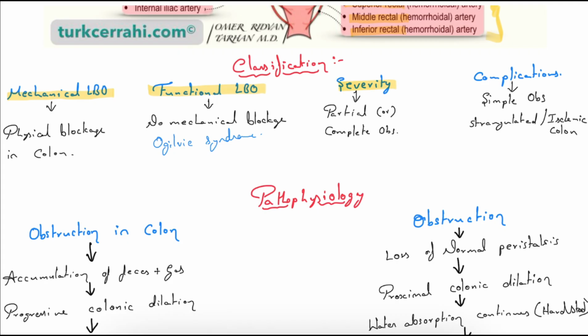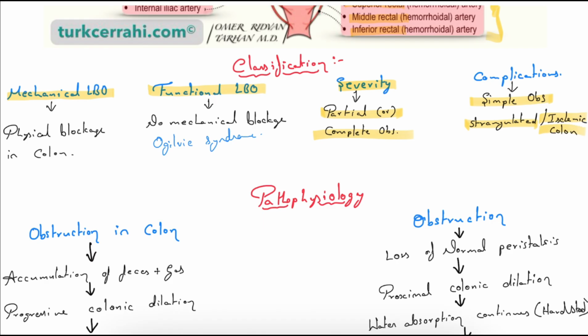Next, based on severity, we can classify large bowel obstruction as partial or complete obstruction. Next, based on complications, we have simple obstruction, strangulated obstruction and ischemic colon, which is less common than in small bowel obstruction.